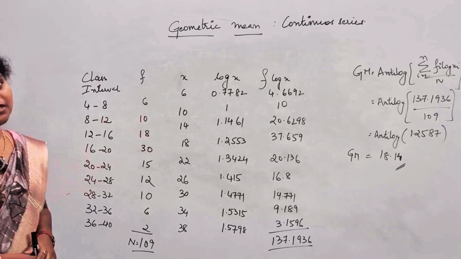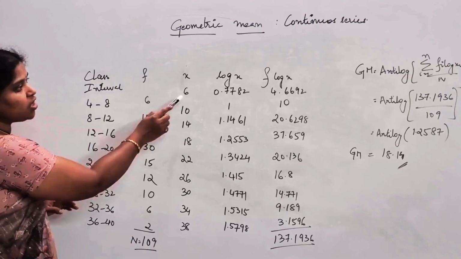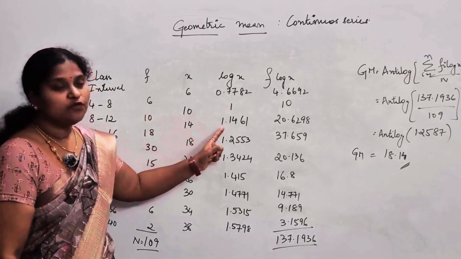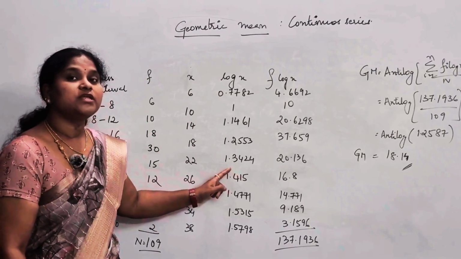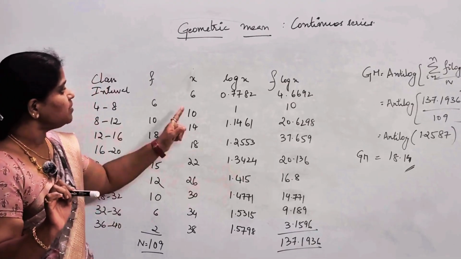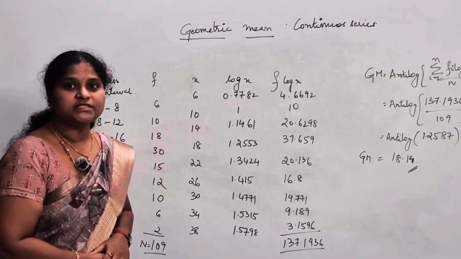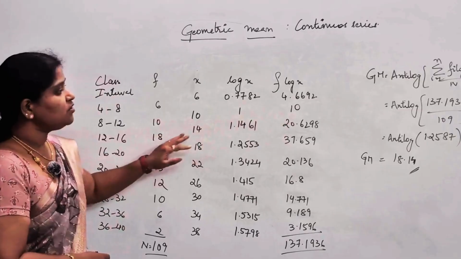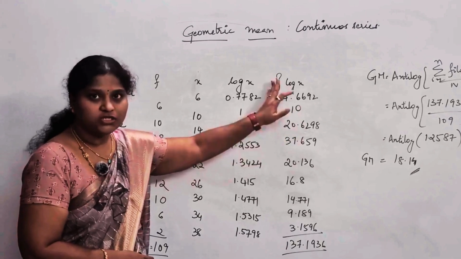As the formula demands, we first find out log x for each x value. Log 6, 0.7782, log 10, 1, log 14, 1.461, so on. After calculation of log x values, we need to multiply the respective frequencies with each log x. So I multiply 6 with 0.7782 to give 4.6692. 10 with 1 to give value 10. 18 with 1.461 to give value 20.6298, so on.